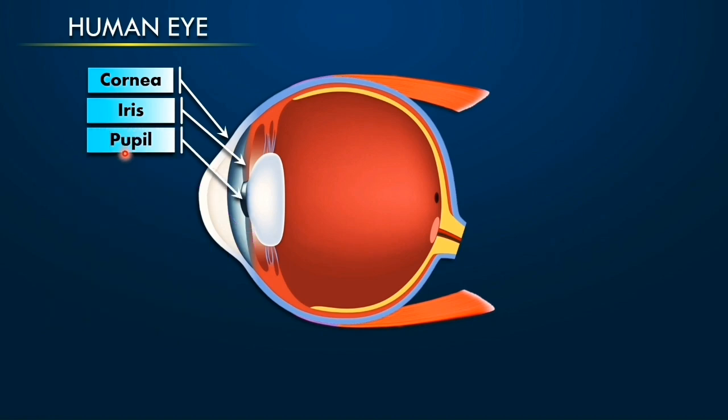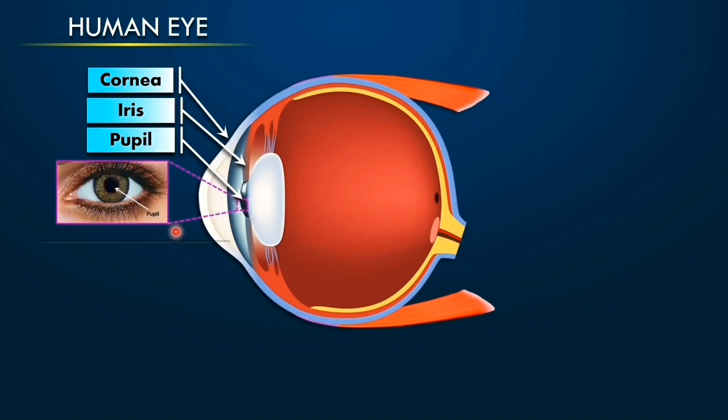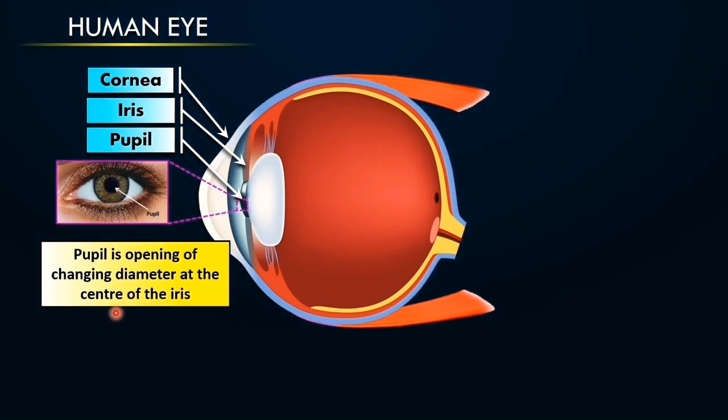Okay guys, in the next slide we will see the functions of iris. Now see the pupil. So pupil is the opening of changing diameter at the center of the iris. The main function of the pupil is to allow light to enter our eye. Clear everyone?